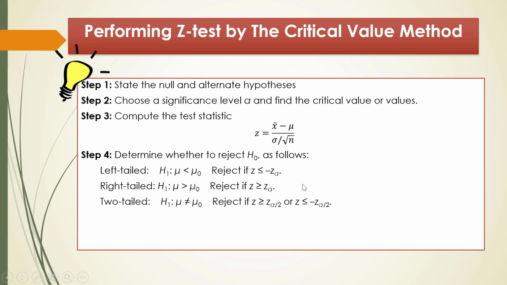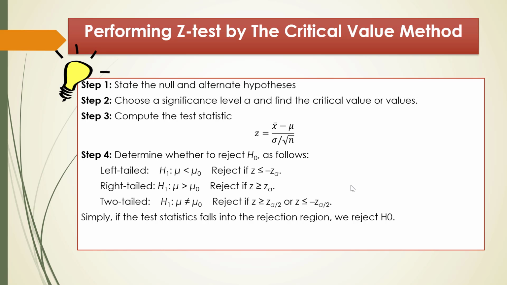For two-tailed, we will have two critical values, the negative critical value and the positive critical value. So if the test statistic is either less than the negative critical value or greater than the positive critical value, we reject H0. If the test statistic stays in the middle, that means it's usual, so we do not reject H0. Simply, if the test statistic falls into the rejection region, or the critical region, we reject H0.